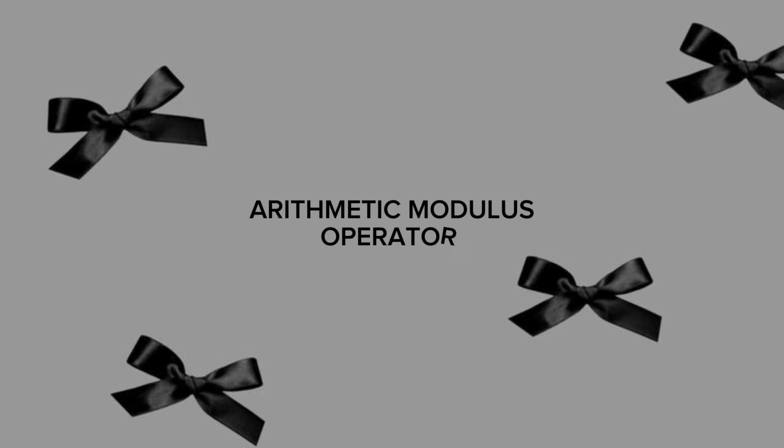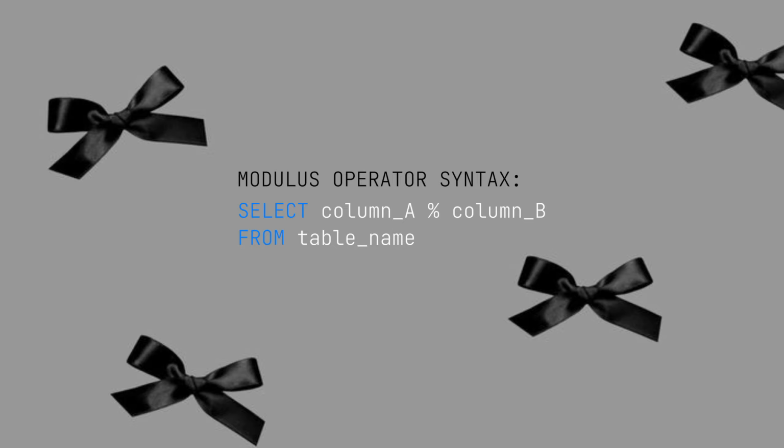Last but not the least, the modulus operator. Let's start with the basics. The modulus operator, represented by the percentage symbol, calculates the remainder of a division operation. It's incredibly handy for various tasks, from generating sequences to conditional checks. Now let's explore how to use the modulus operator in SQL. The syntax is straightforward. To find the remainder of dividing column A by column B, we simply write column A percentage column B.